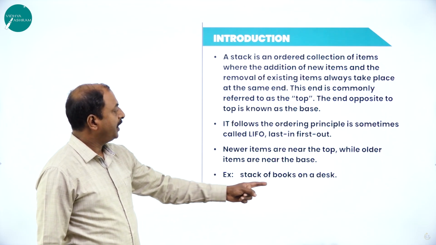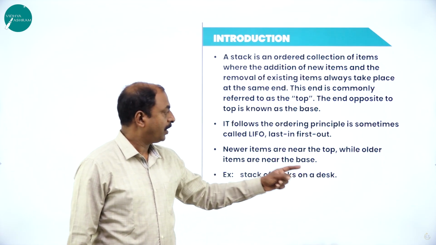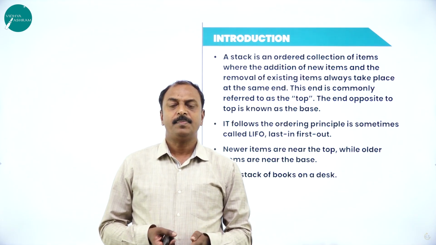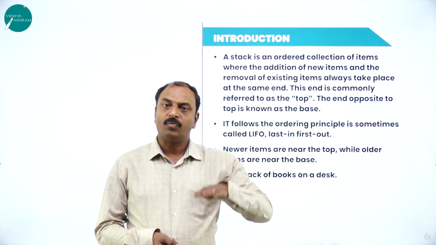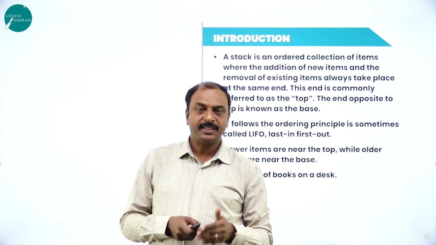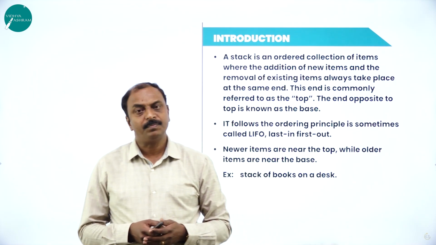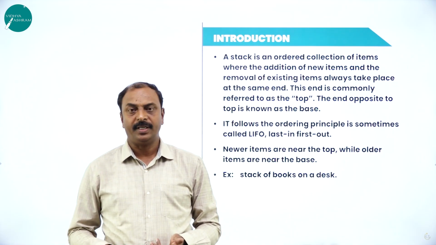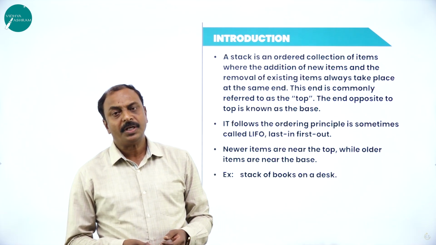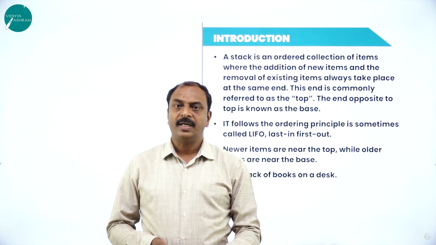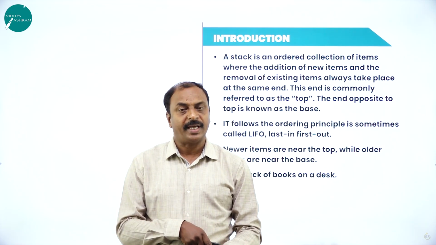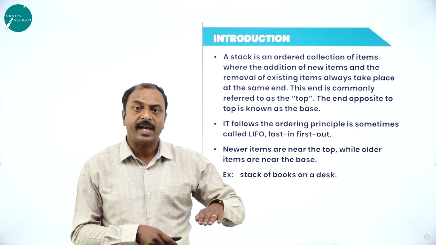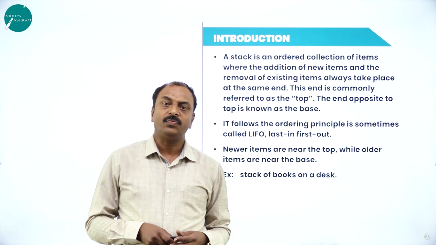An example is a stack of books on a desk. For example, suppose on a table or on a desk, you keep stacking books, keep books one over another, so it forms a stack. That is an example for a stack. In that example, at the beginning on the table, there were no books, so we can say the stack is empty. There are no books on the table. When you start keeping one book on the table, we are adding one element to the stack. And if we keep one more book over it, we are adding a second element. So this is how the stack grows. So this is an example for a stack.